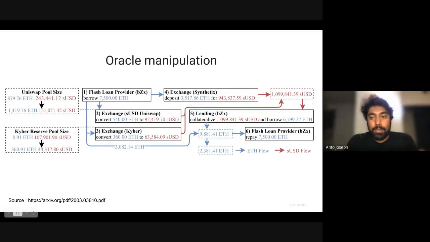So here we have a flow chart which shows an Oracle price manipulation attack. It starts with the attacker borrowing a certain amount of ETH from a flash loan provider, exchanging that ether for synthetic USD, and later depositing some ether for more SUSD, and then using those acquired SUSD to manipulate the price on a DEX, which allows the attacker to cause a huge slippage and profit from it. So let's just explore how this is done.